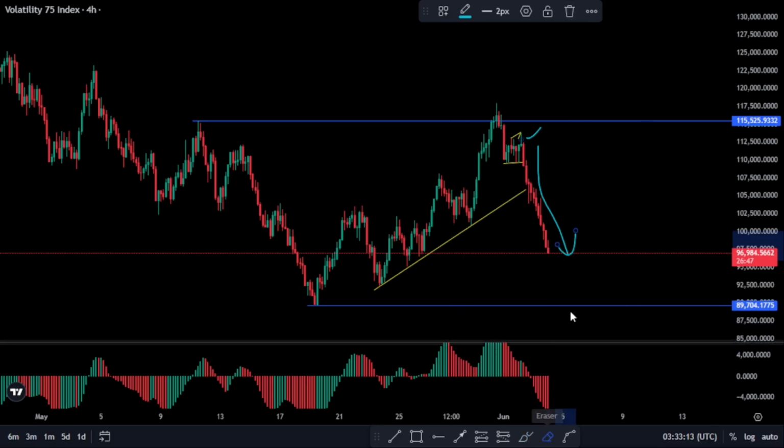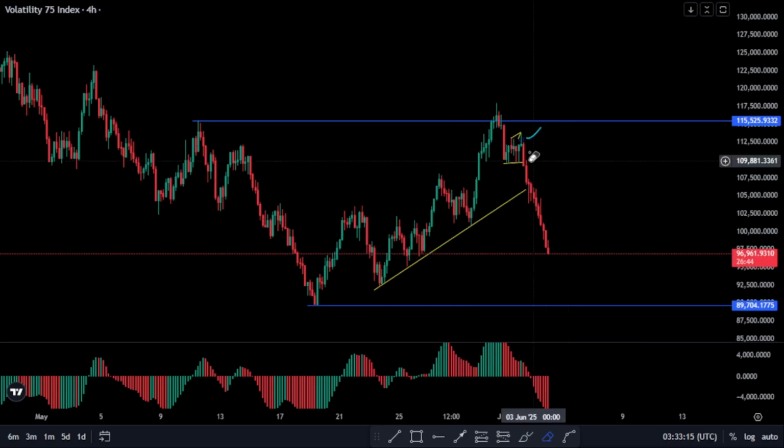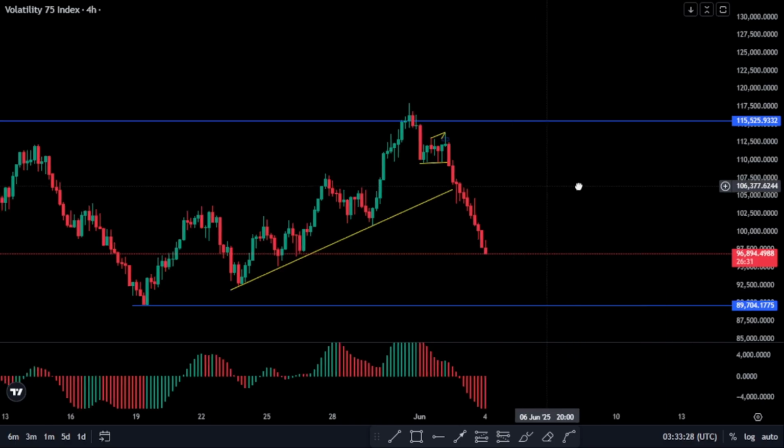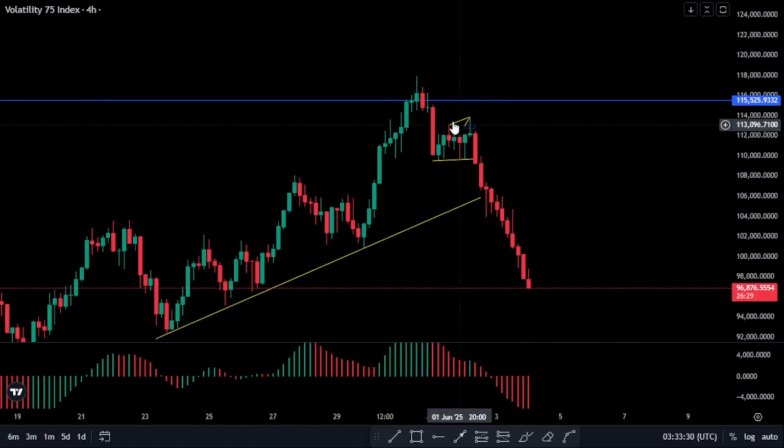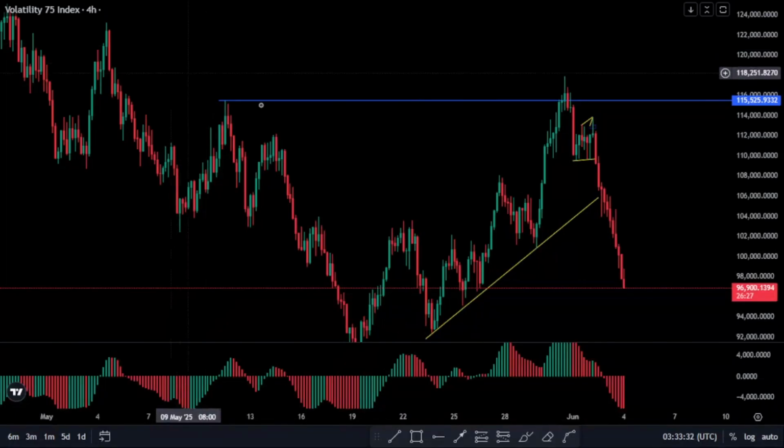Very grateful. Now you can see one thing here is that we had this high over here. Now the market had tapped that level and then moved back with a very strong bearish candlestick. This is a 4-hour time frame.